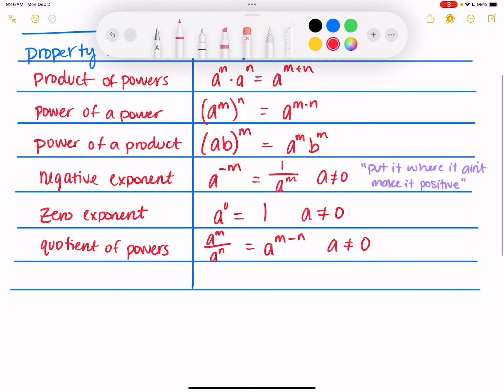So we had the quotient of powers, now we have the power of a quotient. Which is if we have a over b raised to the m, that's equal to a to the m over b to the m, b not equal to 0. Man, I forgot to write the a cannot be 0.